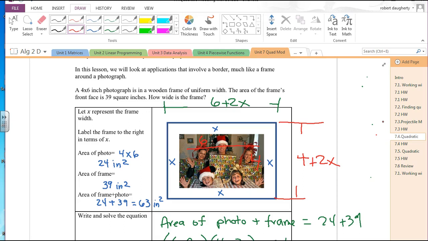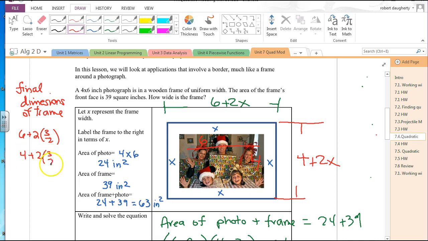Well, in this case, this happens to be length. Did I say width up here? So in this case, this is the length, and this is the width. So if I look at the frame, the final dimensions of the frame are going to be 6 plus 2 times 3 halves and 4 plus 2 times 3 halves.